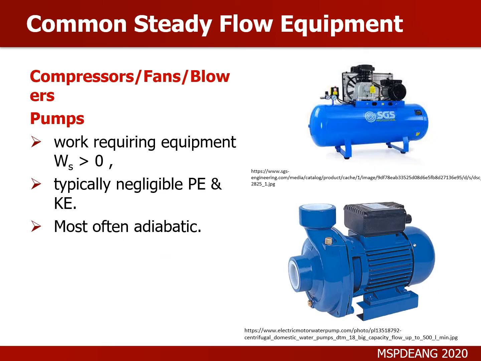The next type of equipment are your fluid motive devices. So you have fluid motive devices for compressible fluids, your compressors, fans, or blowers, and fluid motive devices for incompressible fluids, mainly liquids, for pumps. So these types of equipment are work requiring equipment, thus the shaft work is greater than 0. And typically, within the inlet and outlet of your compressor, fans, blowers, or pumps, there's typically a negligible PE and kinetic energy change, and most often they are adiabatic as well.